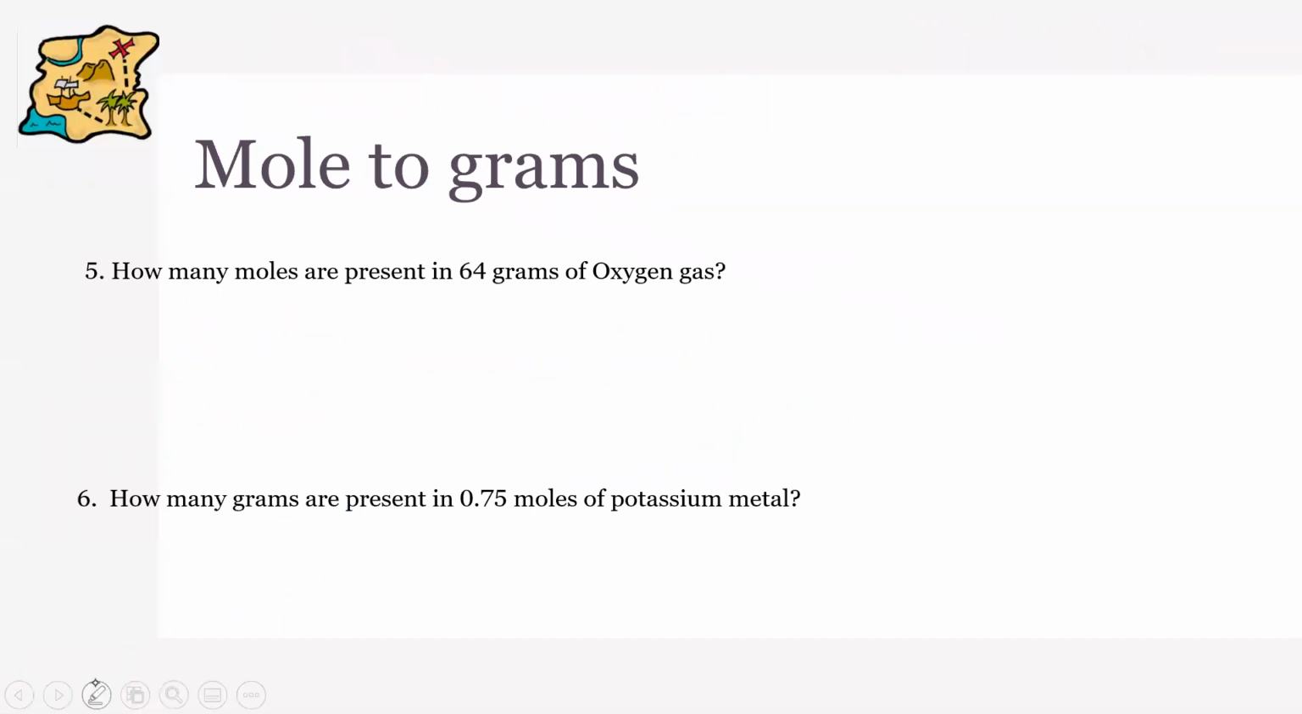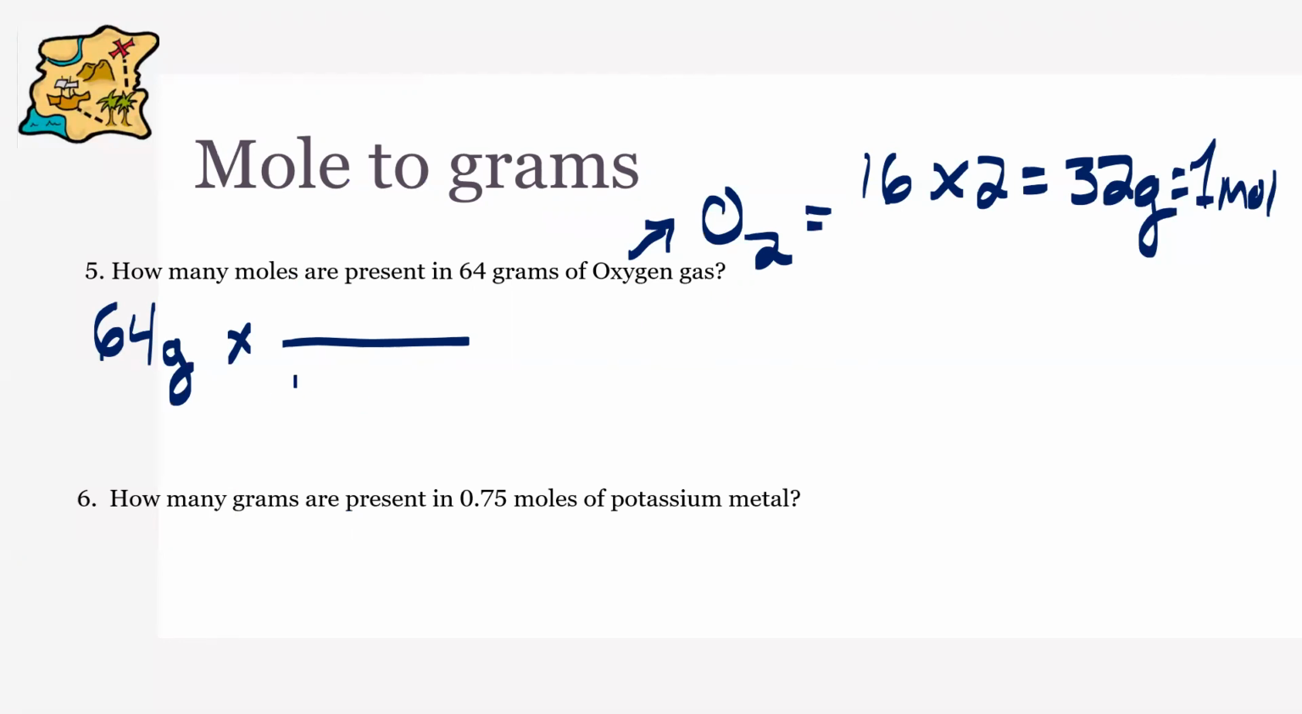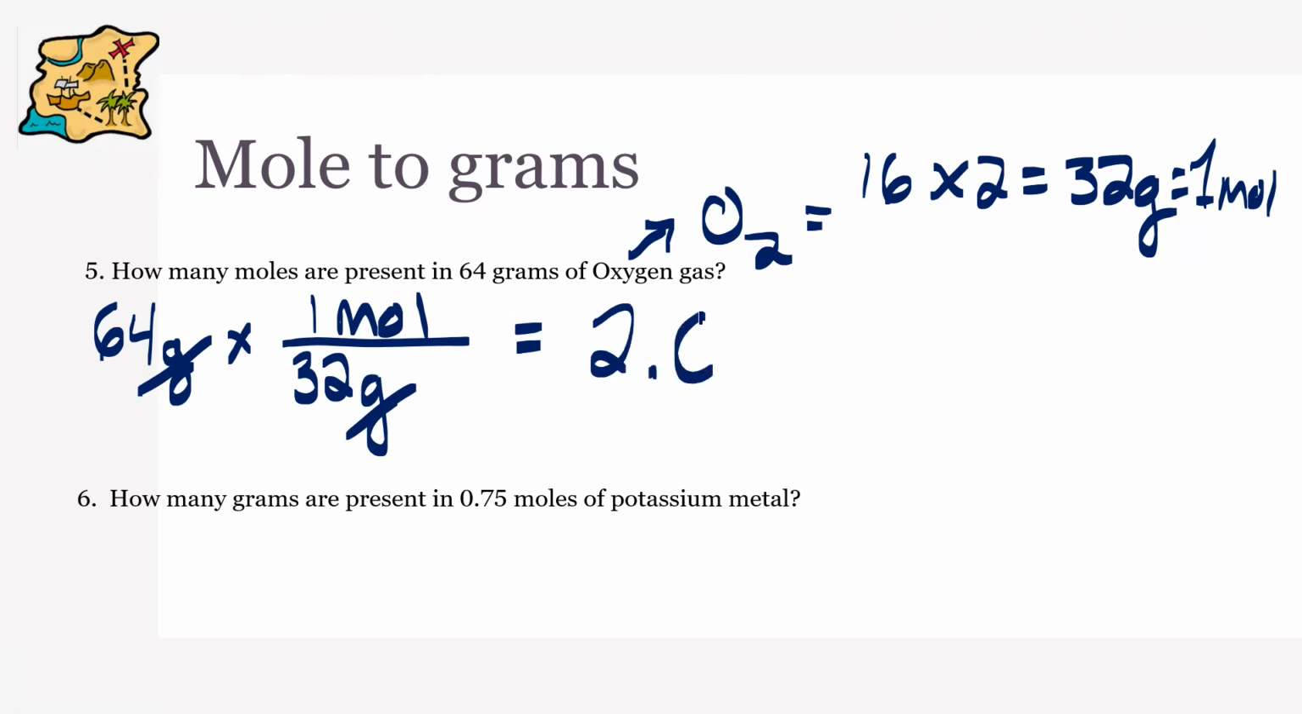So we see here for this problem, we'll start with our 64 grams. And we have oxygen gas. Now, oxygen gas is O2 because of Oberfinkel. So that, if we look up, is 16 on the periodic table, meaning 32 grams is equal to 1 mole. Dividing it by 32, 1 mole on top, so we can cancel out grams. And we'll see that this is 2, and we want 2 sig figs, 2.0 mole.